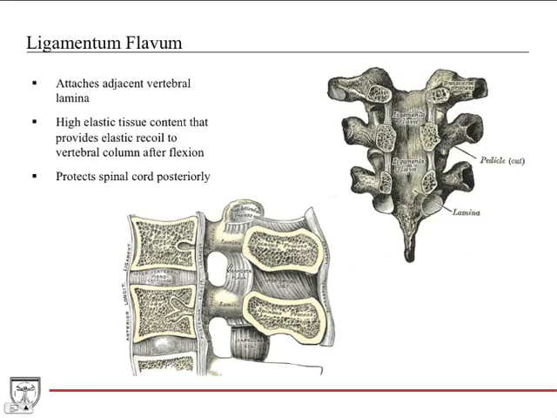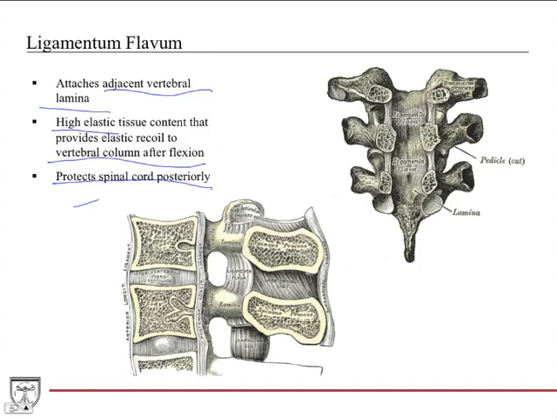So next, the ligamentum flavum. This attaches adjacent vertebral lamina, and we've got a couple pictures here because this can be difficult to understand when you're first learning it. It's a ligament that has a high elastic tissue content, so it provides a lot of elastic recoil, which can be useful when the vertebral column is assuming its normal position after flexing. And then it also protects the spinal cord posteriorly, and we'll talk about that in a second. So we want to give you a good view.